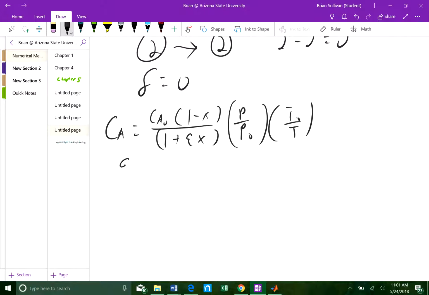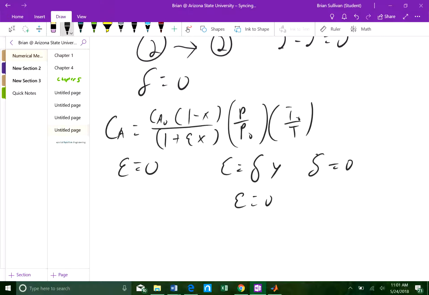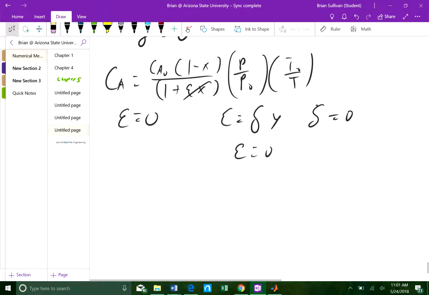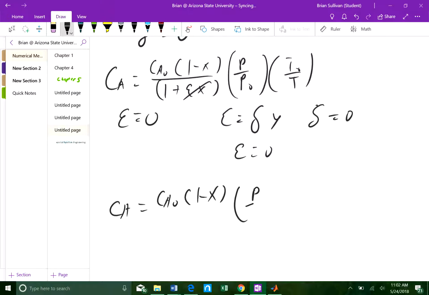Okay. So if E is equal to 0, because E is equal to gamma times Y, and if I wrote that wrong, sorry. If your gamma equals 0, then your E equals 0, right? So then that term is 0. So then, hey, look, I'm left with what you're used to using with liquids, with the exception of your pressure and temperature term staying there.